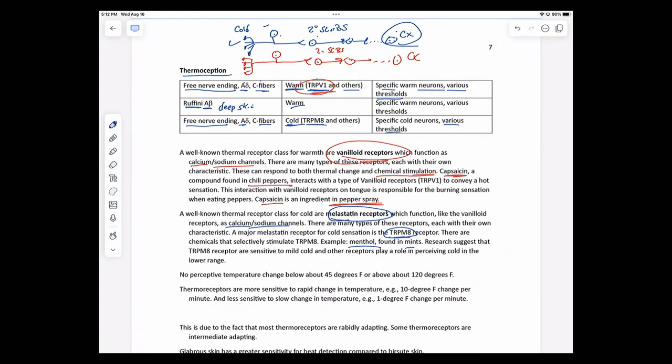Research does suggest that the TRPM8 receptors are sensitive to mild cold, whereas as you get even colder, the TRPM8s tend to quiet down, and then you have other cold receptors that are going to be activated at even colder temperatures. So that's kind of the story in terms of the TRPV1 and the TRPM8. And again, one, they're well characterized, and two, these are two receptors that are well known to not only be responsive to thermal change, but also responsive to chemical change.